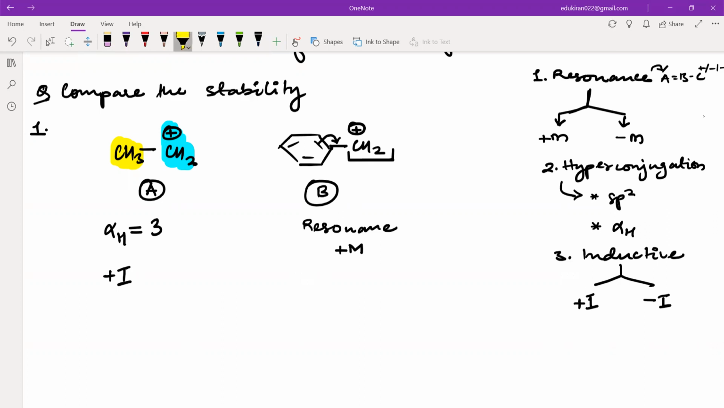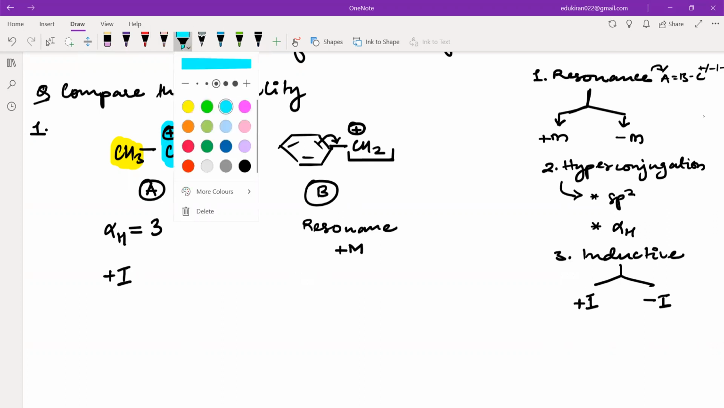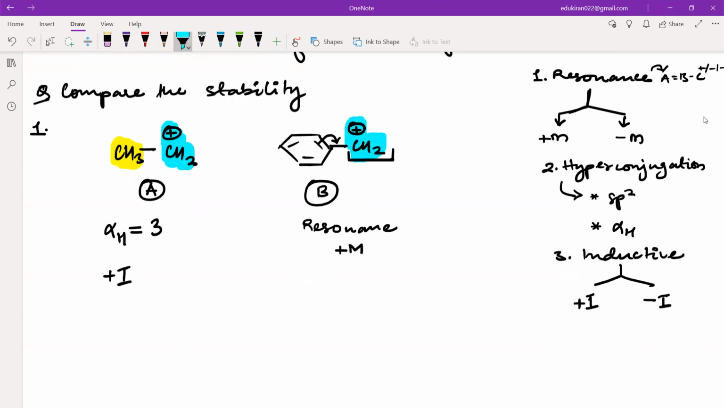So what did I say? You have to always fix something. So I fixed the CH2. Now I am not going to look at CH2 positive, what it is doing. I'm going to look at the benzene, what it is doing to the CH2 positive. So benzene is giving electrons to CH2 positive, and hence I'm writing plus M. That is with respect to the CH2 positive and looking at what is happening to CH2 positive. Okay, so benzene is giving electrons to CH2 positive, and that is why that is plus M.